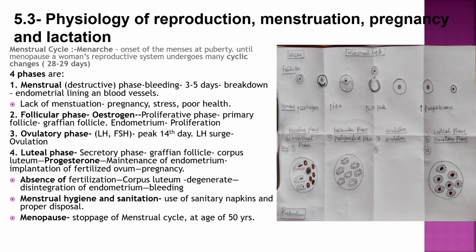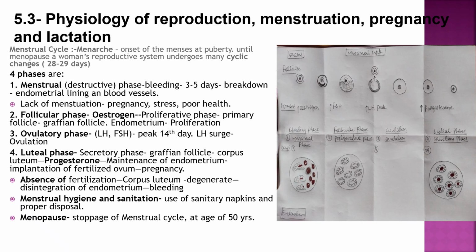Now let's study the menstrual cycle, the characteristic feature of females. The menarche is the onset of menses at puberty until menopause. A woman's reproductive system undergoes cyclical changes, and each cycle is around 28 to 29 days. There are 4 phases: menstrual phase, follicular phase, ovulatory phase and luteal phase. The menstrual phase is the destructive phase, that is, bleeding takes place. It lasts about 3 to 5 days, and it is because of the breakdown of the endometrial lining and blood vessels. The reasons for lack of menstruation are pregnancy, stress, poor health.